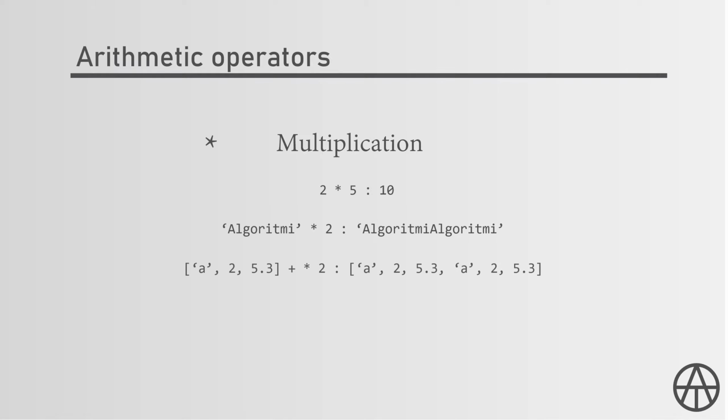Then you have the multiplication operator, which is a star. 2 star 5 is, well, 2 times 5, which is 10. And that also works if there's a string or a list on one side of it. So if you say string "algorithmy" times 2, it's going to give out a string with 2 times "algorithmy" in it. And the same thing with the list as well. If you say a list times 2, it's going to give out a list with 2 times the items in it. And the same thing with the tuple.